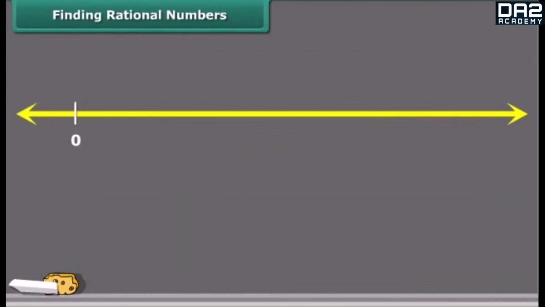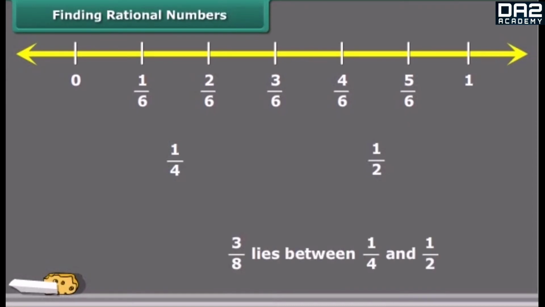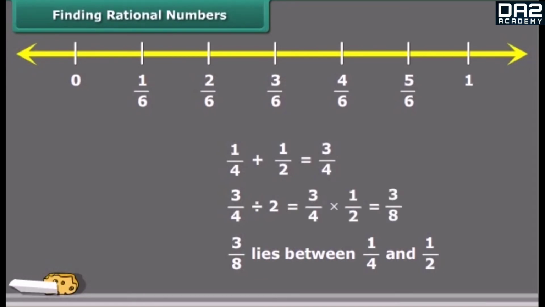Did you know that there are infinitely many rational numbers between any two rational numbers? Now we will learn about it. Let us find a rational number between these two rational numbers using the mean method. So we can say 3 by 8 lies between 1 by 4 and 1 by 2. First of all, we will find the sum of these numbers, which comes out to be 3 by 4. Now divide this sum by 2. We know division flips the second number and the sign changes to multiplication.